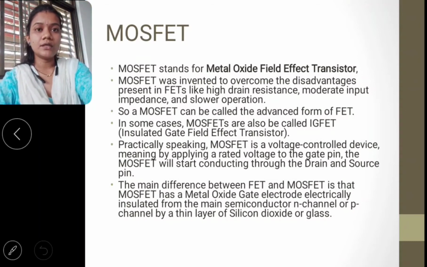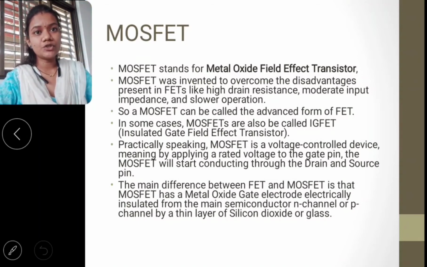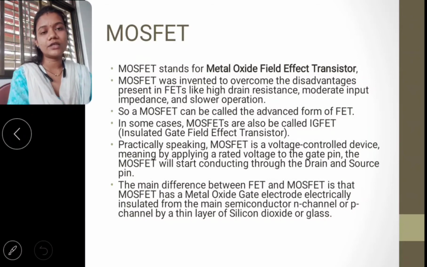Now next is the MOSFET. MOSFET is the other type of field effect transistor. I already said that MOSFET stands for metal oxide semiconductor field effect transistor. MOSFET was invented to overcome the disadvantages present in FET, that is high drain resistance, moderate input impedance, and slower operation. To overcome these disadvantages, MOSFET is designed. So MOSFET can be called the advanced form of JFET.